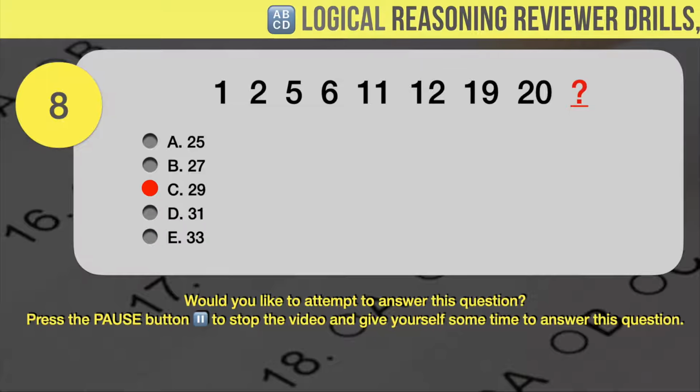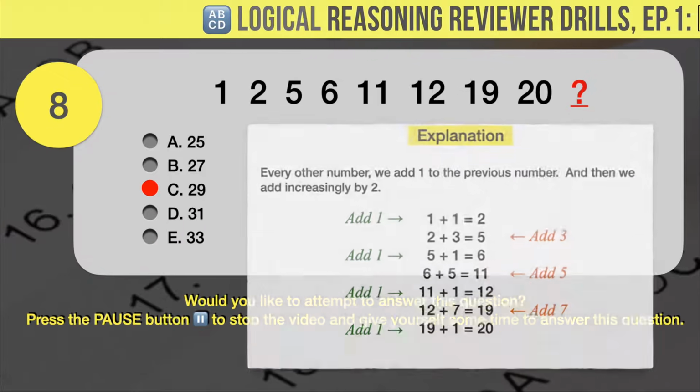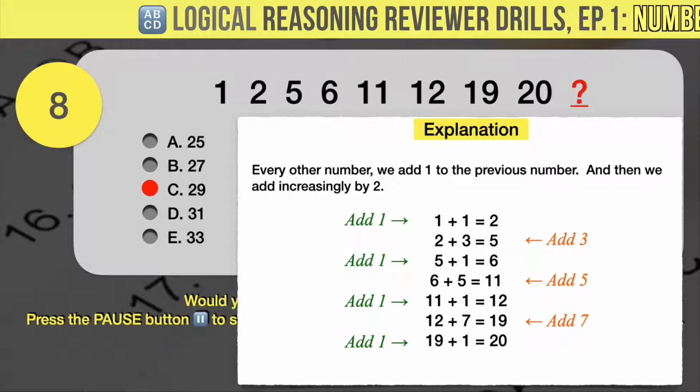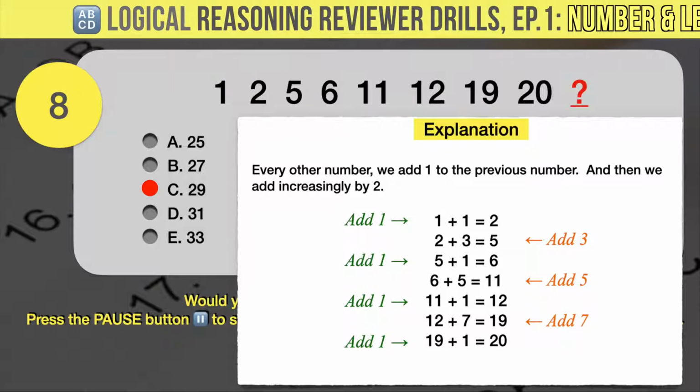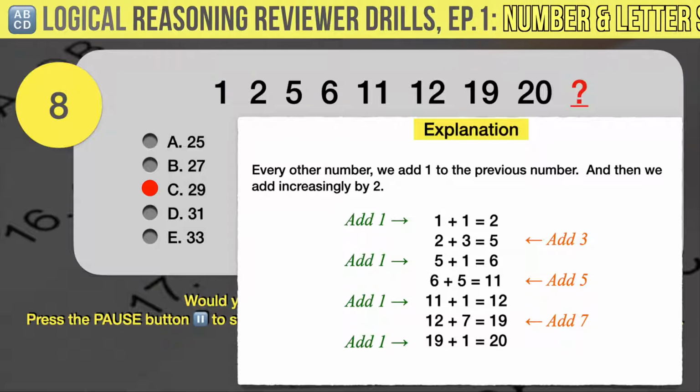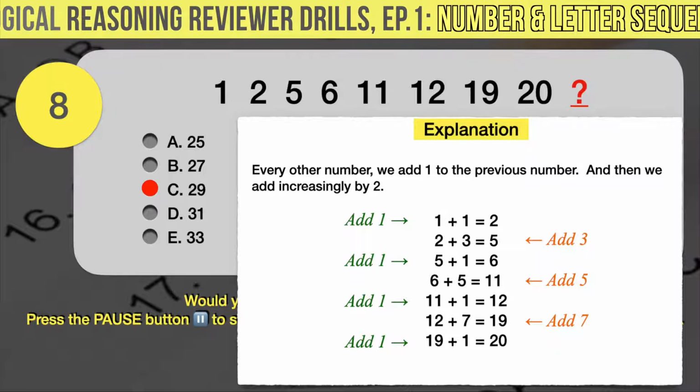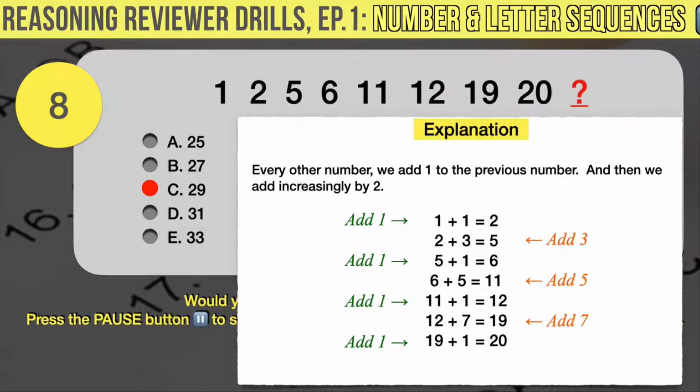Did you get the principle behind the sequence? First, every other number, we add 1 to the previous number. And then we add increasingly by 2, that is, plus 3, plus 5, plus 7, plus 9, and so on.